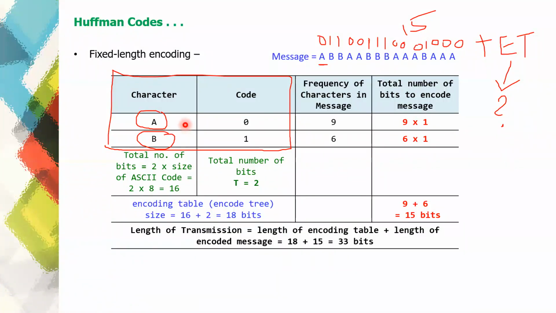And what is the code for A? It is a single 0. What is the code for B? It's a single 1. 2 bits. So 16 plus 2, encoding table size will be 18 bits.